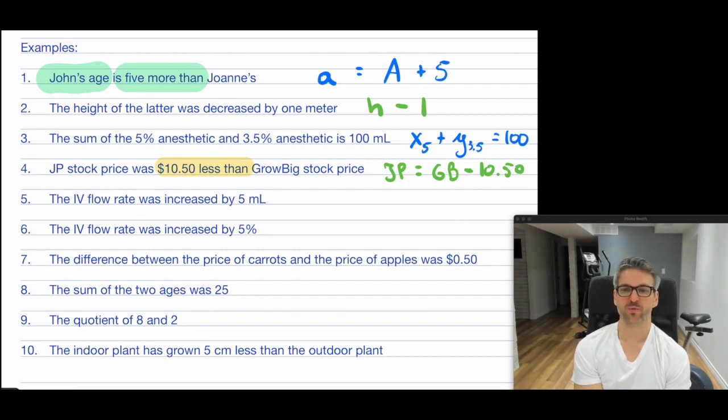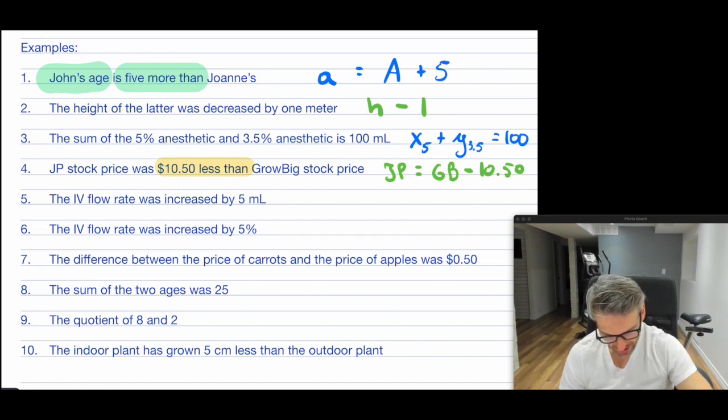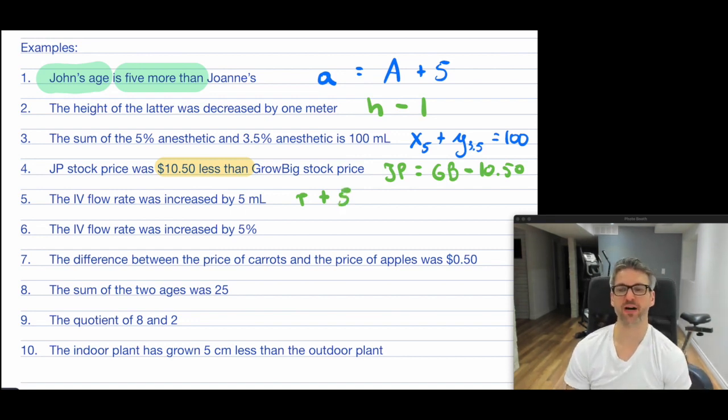All right, so that's what we have there. Now, for number 5, the IV flow rate was increased by 5 milliliters. So now you're increasing it by 5 milliliters. So whatever the flow rate was, let's say the rate, maybe R, was increased by 5. So it's being increased by 5. That's it, right? The rate is increased by 5 milliliters. You can put the units if you like.